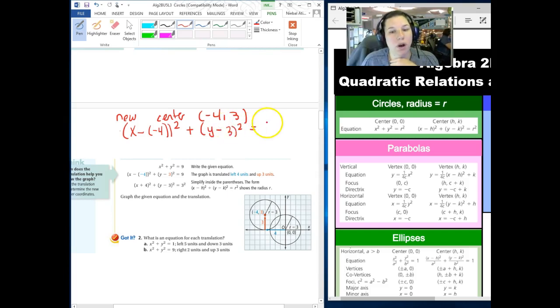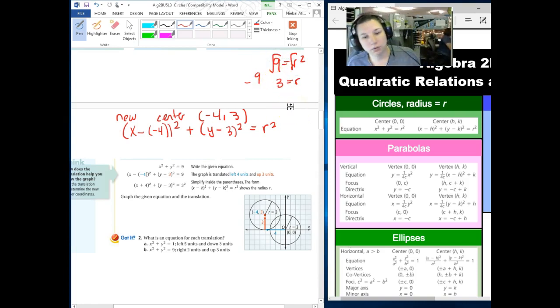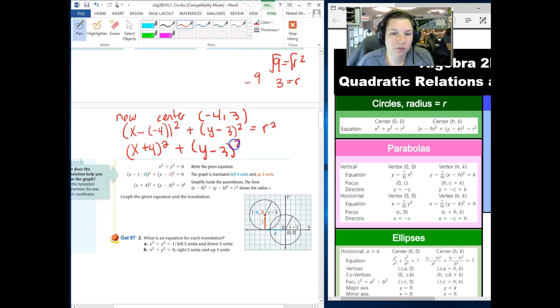And then it should equal r squared. The equation equaled 9, so 9 equals r squared. Take the square root of both sides, so r is 3. Yes, when you take the square root you get plus and minus, but radius is a measure of a length, so it's just the positive. So this is x plus 4 squared plus y minus 3 squared is going to be 3 squared.